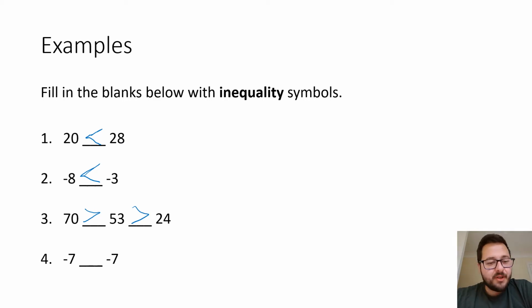And then finally, a bit of a trick question, we've got minus 7 and minus 7. Well, you could put equals here, but the question does say fill the blanks below with inequality symbols. Well, there's 2 options we could use. We could definitely use more than or equal to, because it's equal to. And we could also use less than or equal to. So it sounds a bit daft, but 7 is technically more than or equal to 7. And same with minus 7, any number is more than or equal to or less than or equal to itself, because there's that equal to bit in it.